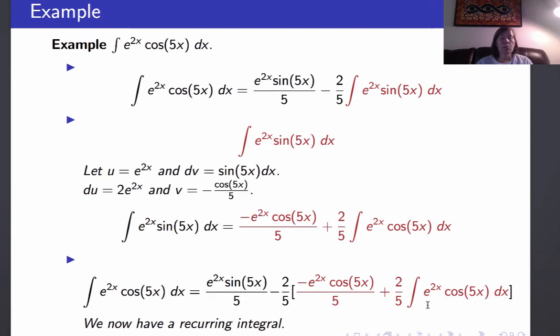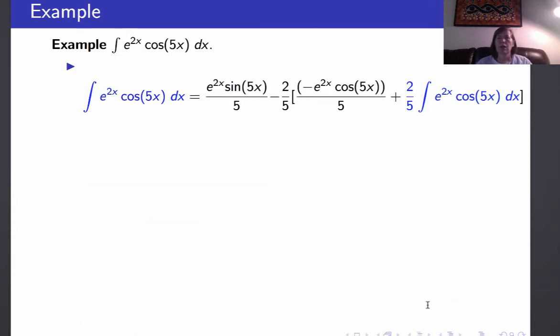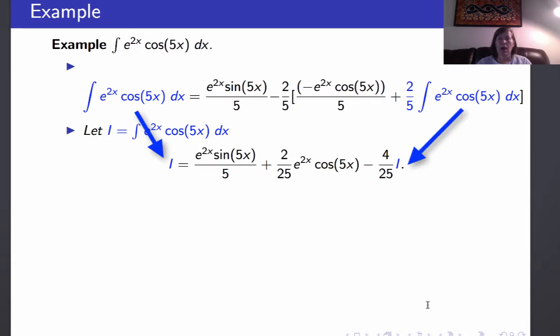So our integral pops up again, and it looks like we're going around in circles. So let's tidy this up a little bit, and we get that our integral is equal to e to the 2x times sine 5x over 5 plus 2 over 25 e to the 2x times cosine 5x minus 4 over 25 times the same integral again. And actually this is quite easy to solve. This is just basic algebra from your elementary algebra classes.